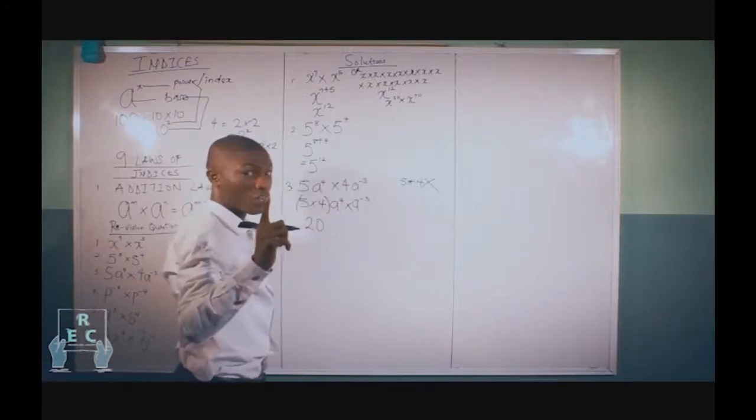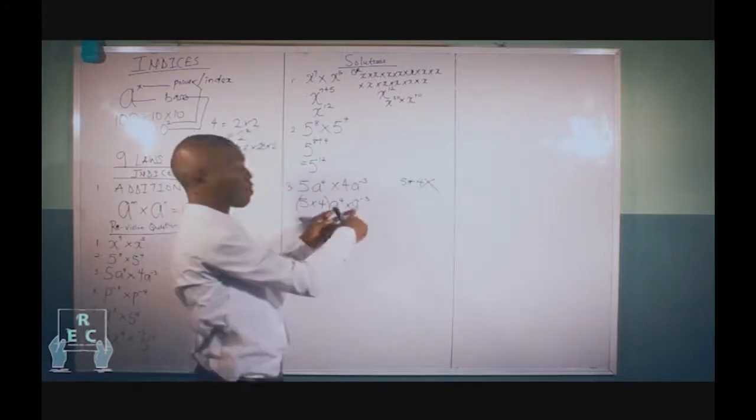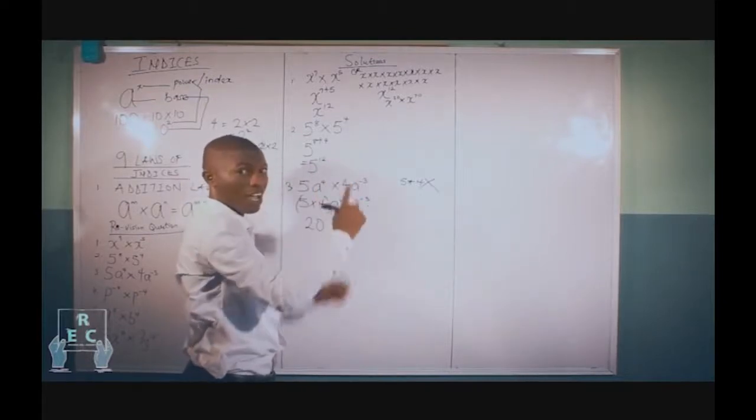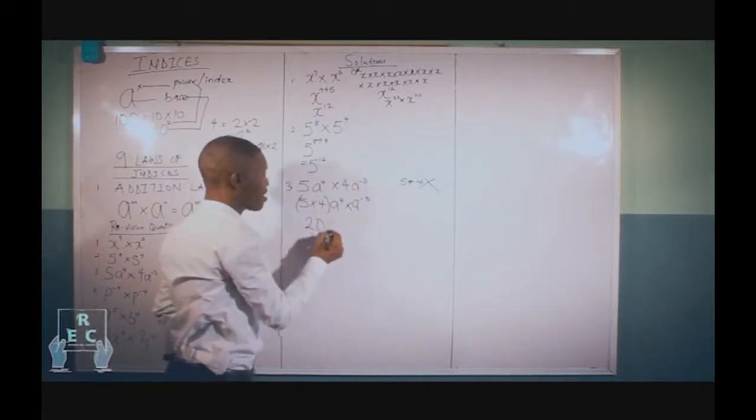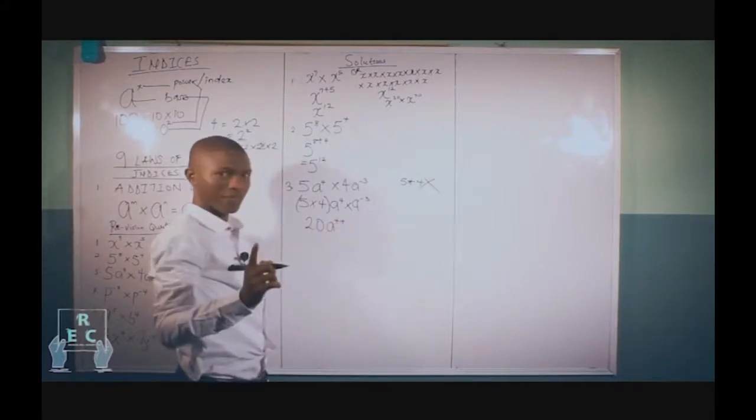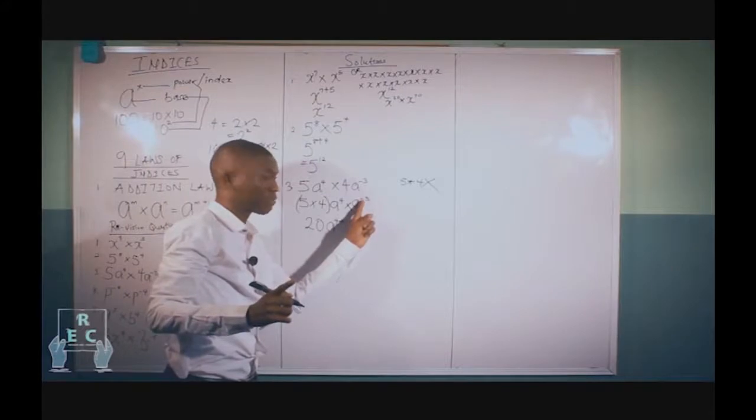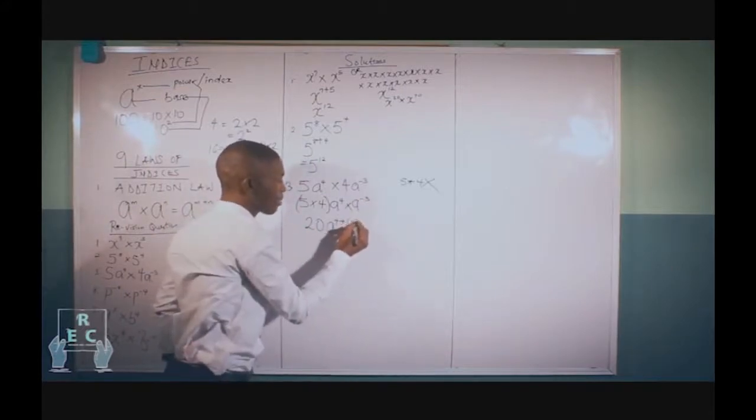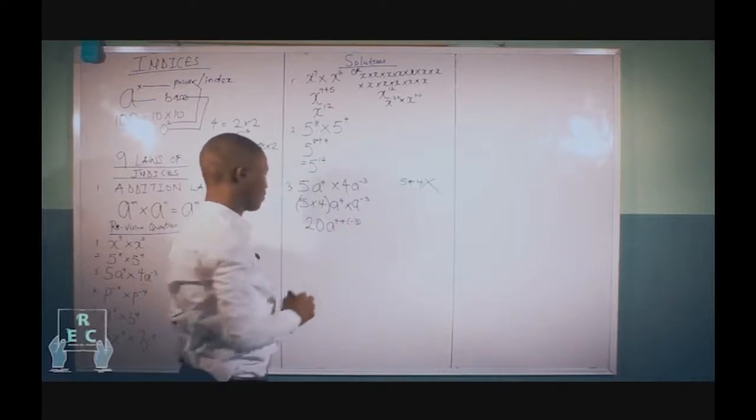Remember our addition law. Once we have a common base, what do we do? The multiplication sign changes to addition. And here we have a raised to the power of 4 plus, now another difficulty. We have another sign here which is minus. What do we do? Introduce a bracket sign, minus 3.